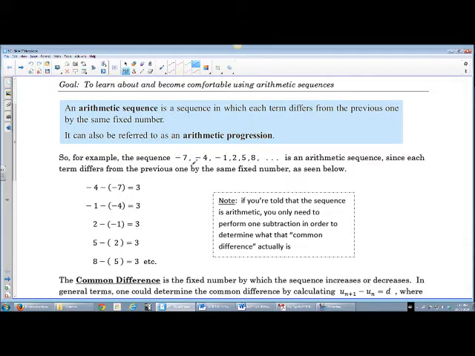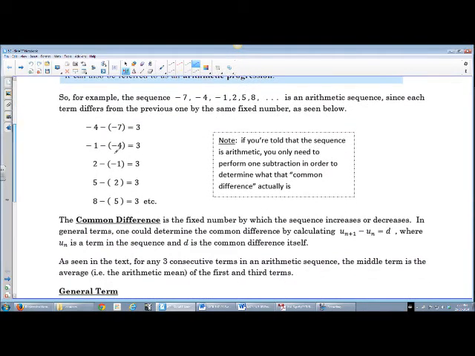So if we were to take -4 and subtract -7, we get -4 minus -7, which is -4 plus 7, which gives us 3. Then -1 minus -4 gives us -1 plus 4, which is 3. 2 minus -1 is 2 plus 1, which gives us 3, and so on. So in each one of these cases, the difference between them is 3. Now basically we only have to do that once if we know it's arithmetic, and twice or so just to confirm that it is certainly an arithmetic sequence.